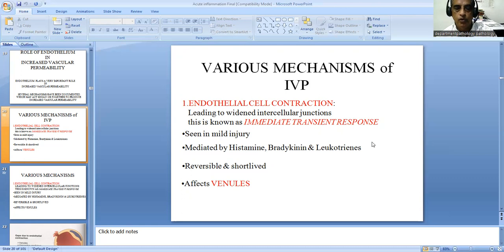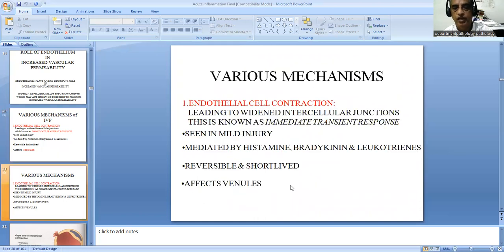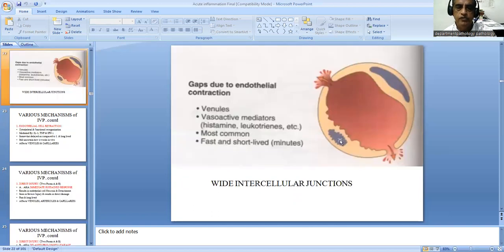Right? So what we have seen is endothelial cell contraction. Contraction means the cells do not move from their space, they just contract their cytoskeleton, and so the intercellular junctions are widened. It affects venules, it is fast and short-lived, and it leads to widening of the intercellular junctions.